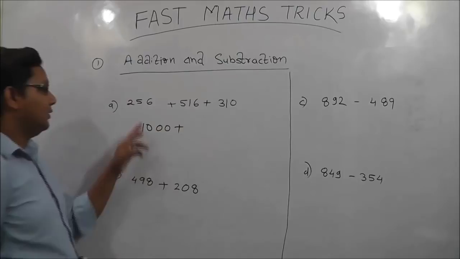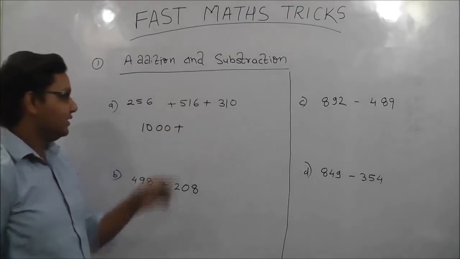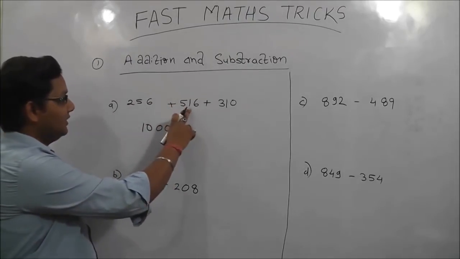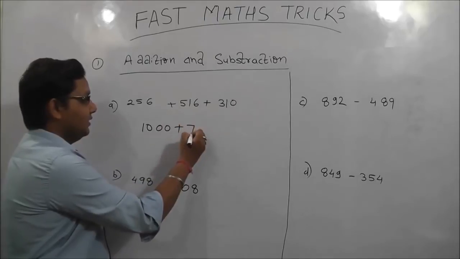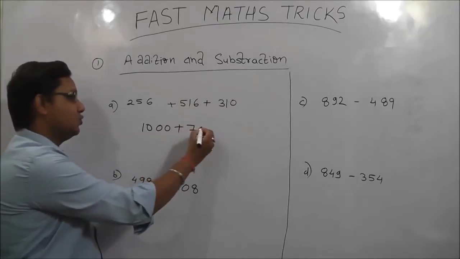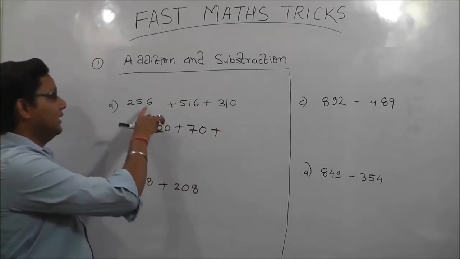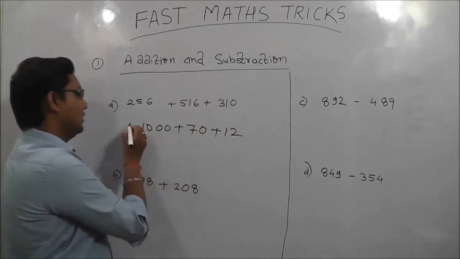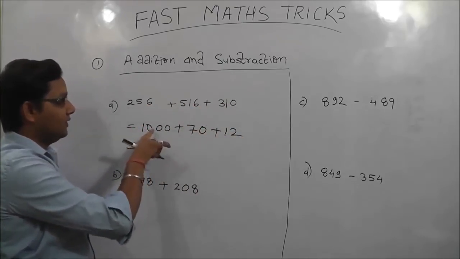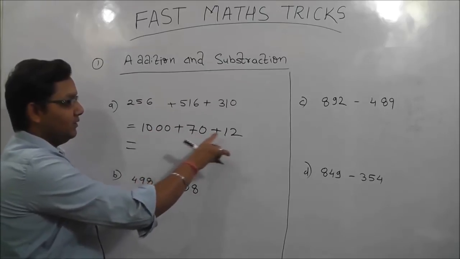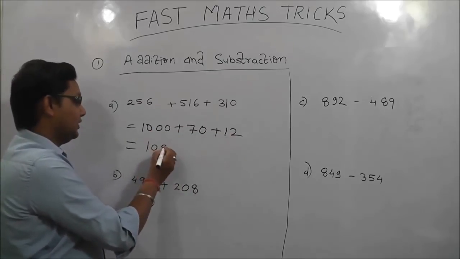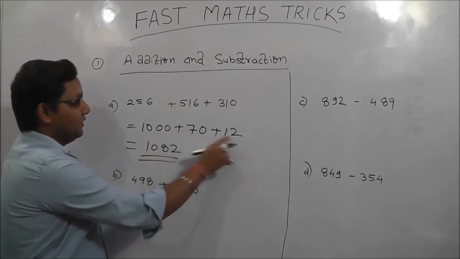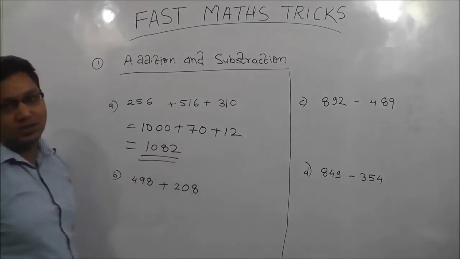Then we will add the tens place digits: 5 plus 1, 6, 6 plus 1, 7. Because it is the tens place, put one 0. Then add 6 plus 6, 12, 12 plus 0, 12. So how much will you get? 1000 plus 70 plus 12. 70 plus 12 is 82, so 1082.